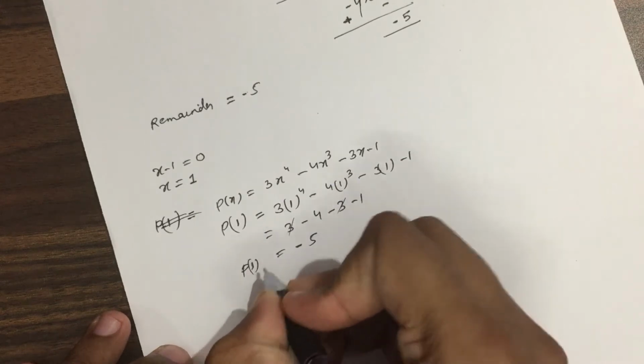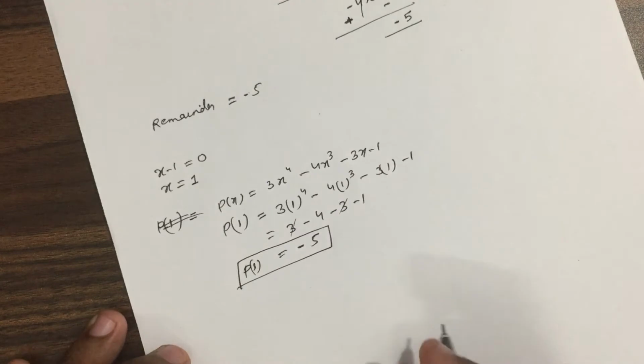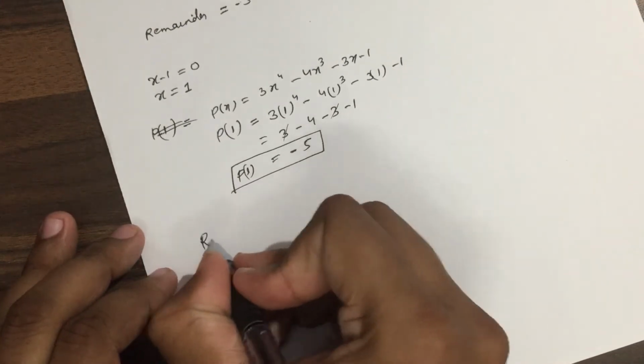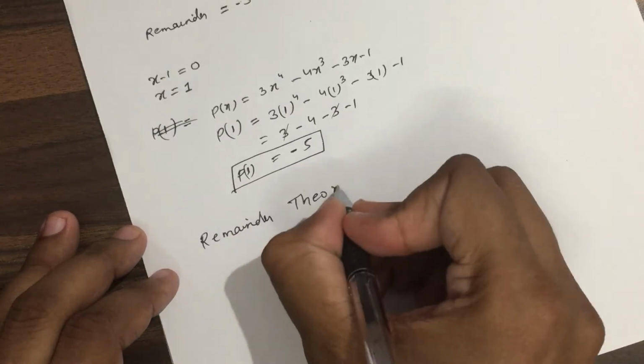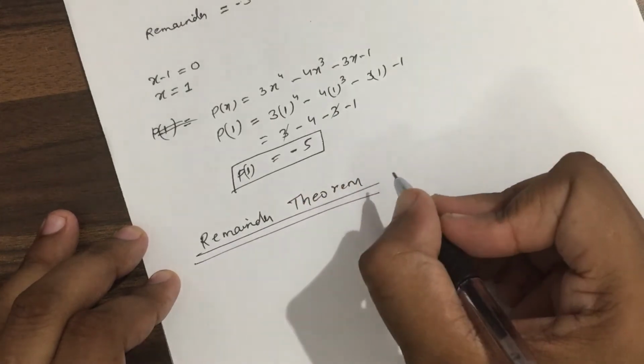So this is basically nothing but your remainder theorem. This gives you the remainder very quickly. So now we will discuss what is the basic statement of the remainder theorem. Okay? Now this is the basic statement of the remainder theorem.